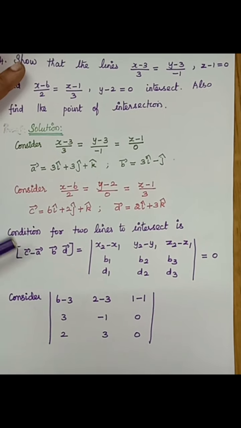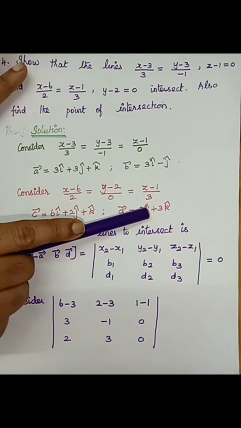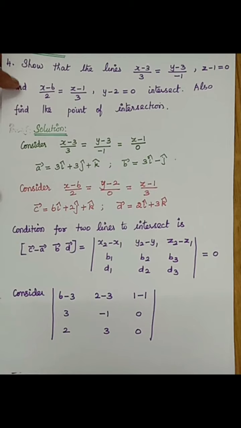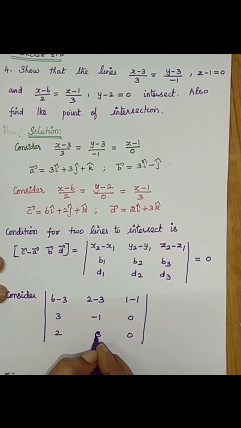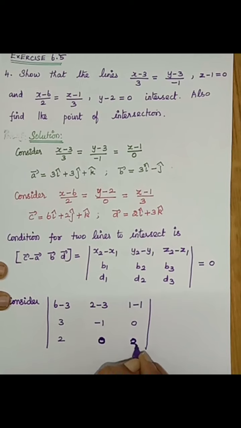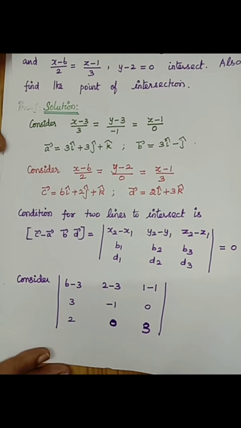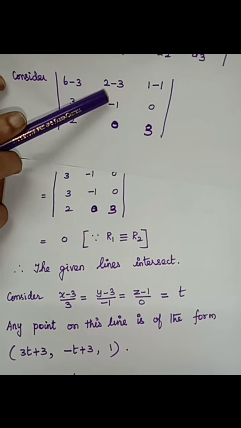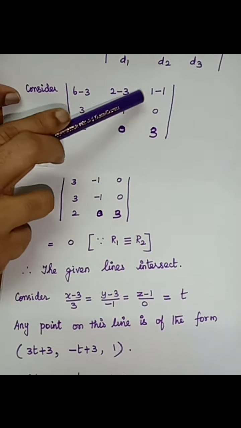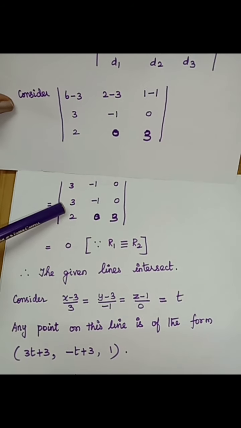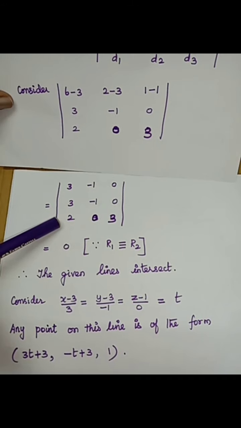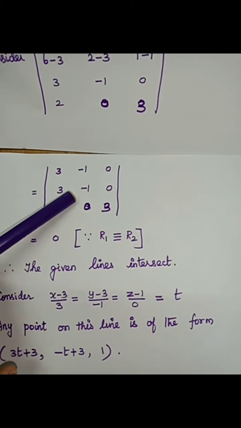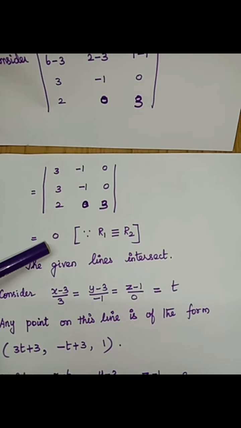Come to the D vector, components are 2, 0, 3. 2, 0, 3 here. Okay. 6 minus 3, that is 3. 2 minus 3 is minus 1 and 1 minus 1 is 0. So the second row is 3, minus 1, 0, and the third row is 2, 0, 3. Look at the first row and the second row, they are identical. So therefore the value of the determinant is 0.